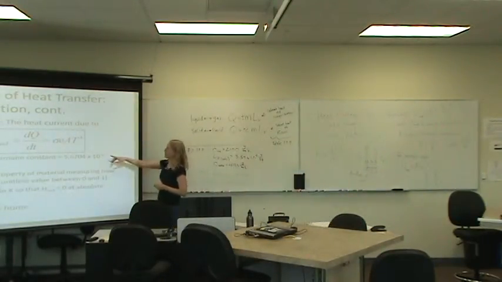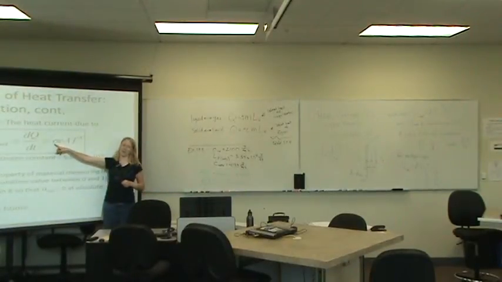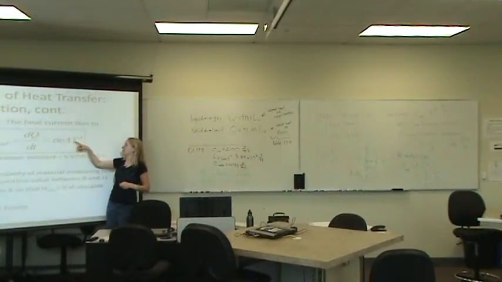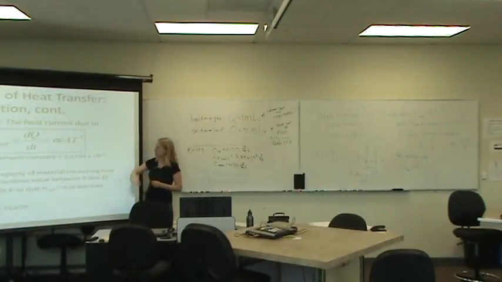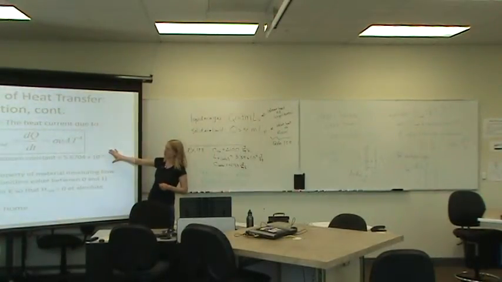It's this side of it. This symbol is lowercase sigma, E, A, T to the fourth. So sigma is the Stefan-Boltzmann constant. So you've got this new constant with some really ugly units.